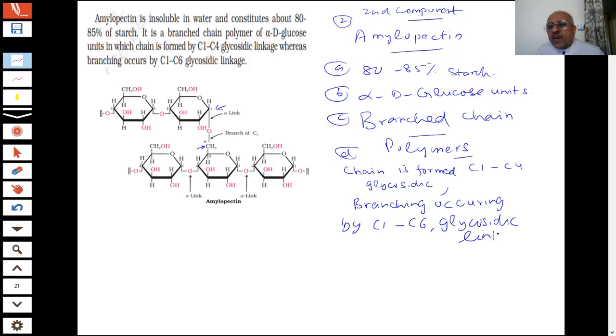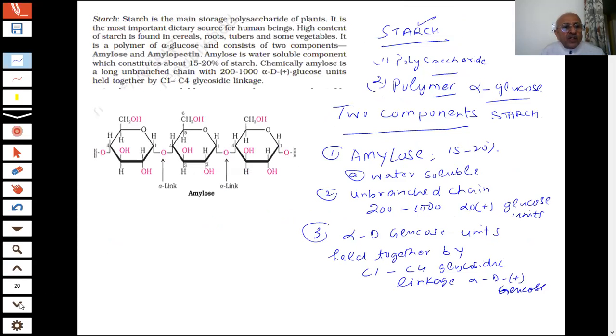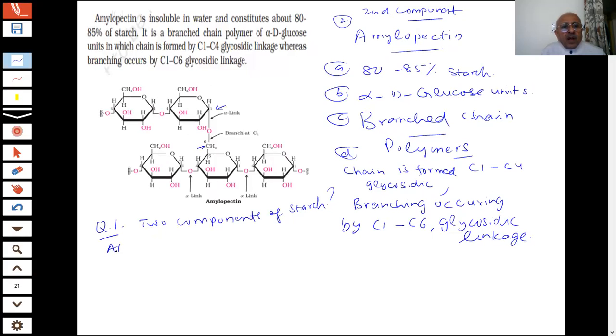This is the most important part because there is a question, question number one: what are the two components of starch? What are the two components of starch, students? There are two. The first one was the one which we showed you, amylose. You have amylose and amylopectin.